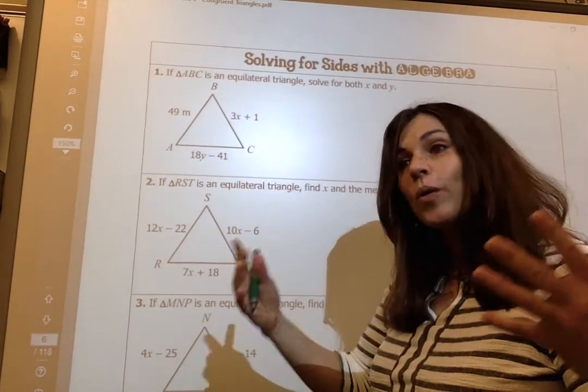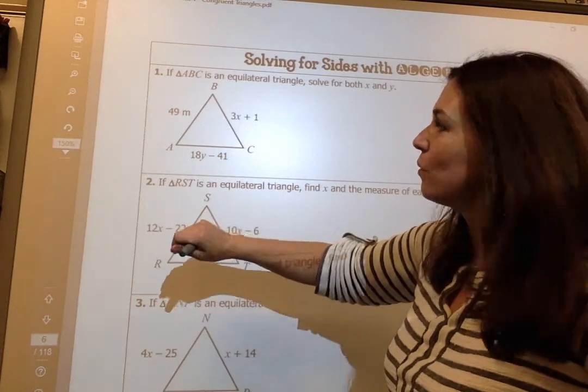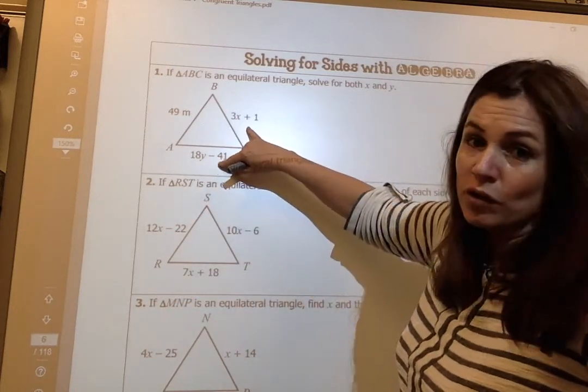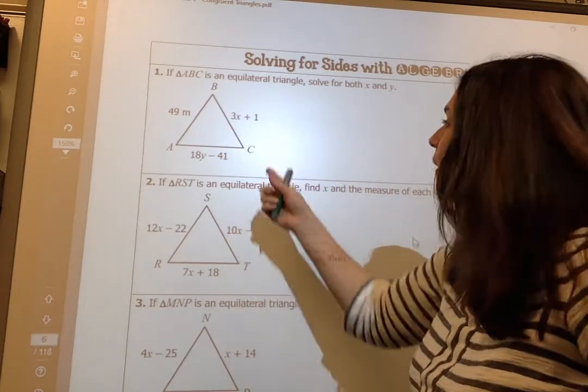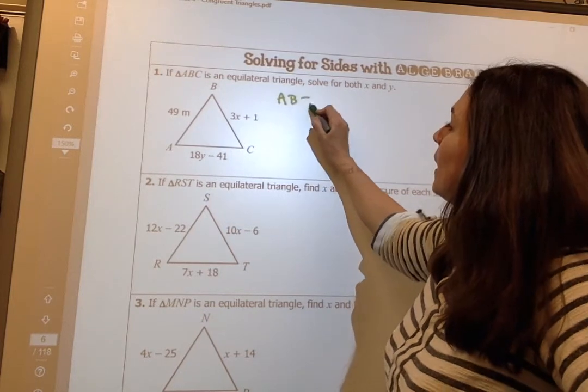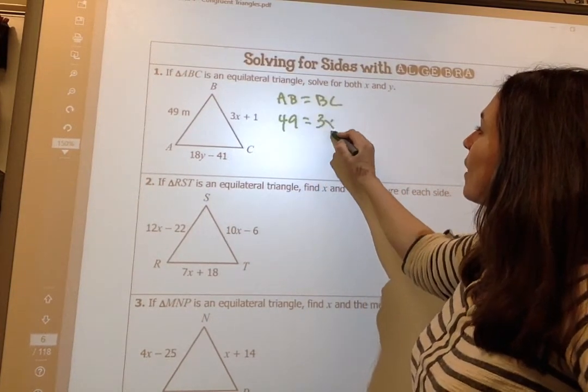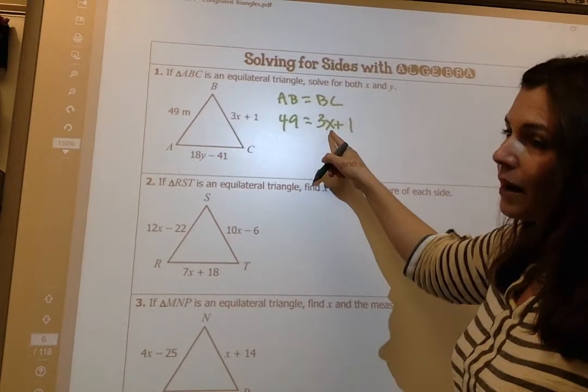When you set up an equation, you can only have one unknown. So I wouldn't set up BC equal to AC, because then we have two different variables, and it wouldn't allow me to solve for anything. So what I'm going to do is set AB equal to BC. AB is 49, BC is 3x plus 1, and I'm going to solve for x.